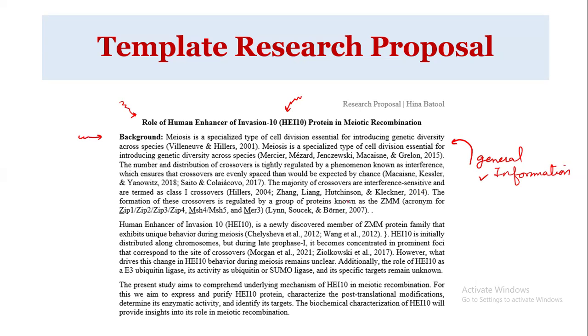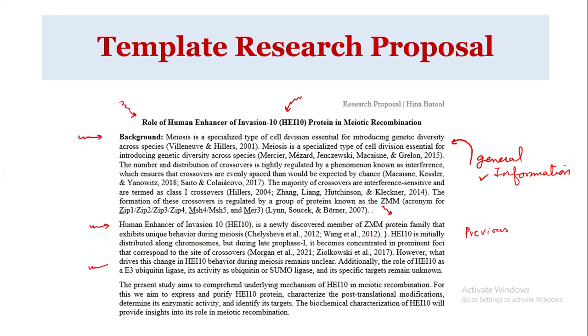Then I have mentioned that there are certain proteins which are responsible for making crossovers. So I am making a space for my protein, which is actually a protein responsible for creating crossovers in genetic material or the DNA. Then I have described some information about my protein. So this is the previous research. I have mentioned that previously a protein has been identified in the ZMM protein family, which is responsible for its unique behavior in meiosis. And what does this protein do? This protein marks the site where the DNA will exchange its fragments.